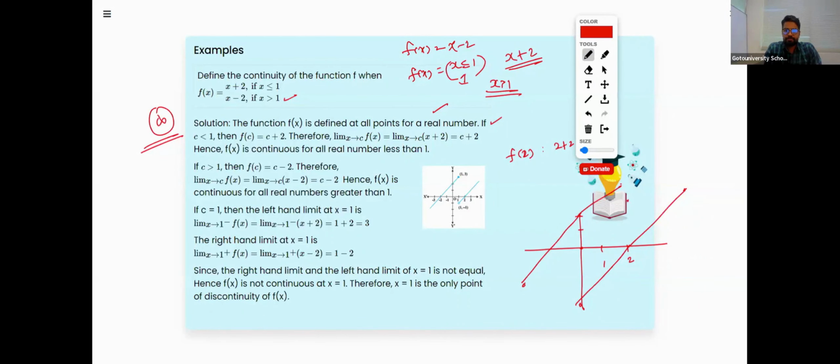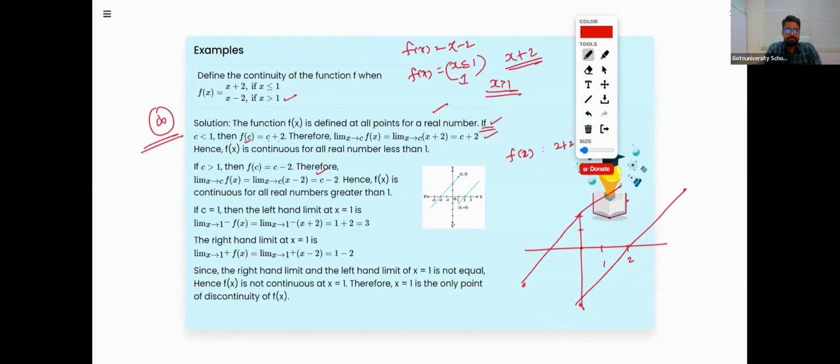Okay. So if c is less than 1, what happens? When c is less than 1, f of c follows c plus 2. So if you apply the limit of x approaching c for f of x, we end up with x plus 2, or finally we get the value c plus 2. Whereas if c is greater than 1, we get c minus 2. Therefore, we can understand the limit of f of x as x approaches c is c minus 2. So these two are not equal to each other.